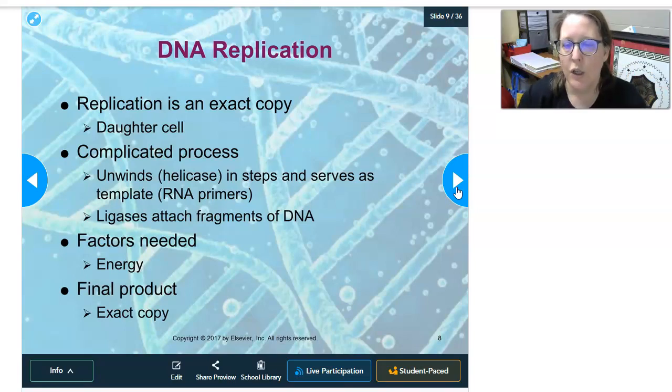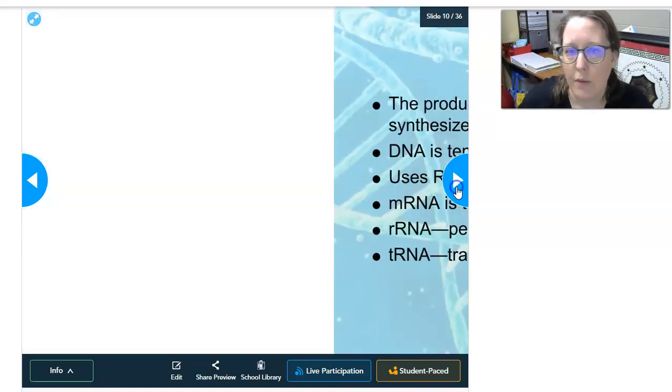At the end, you have two identical copies of the DNA, but in each copy you actually have half of the parent strand, and the other half is the newly copied half. The factor needed for DNA replication is energy, and the final product is an exact copy of the parent strand. One of the two strands ends up in one copy, and the other ends up in the other copy.